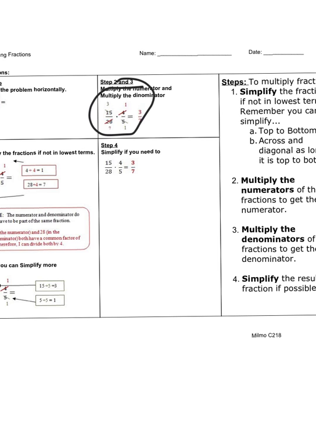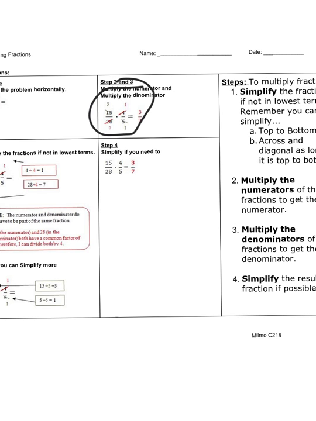So you had 15 times 1 equals 3, and then 7 times 1 is 7, so the answer is 3 sevenths. Now, if for some reason after you multiply the numerators across, and the denominators across, you need to, you can simplify at the end. I know it sounds confusing, so let's work on a few examples.